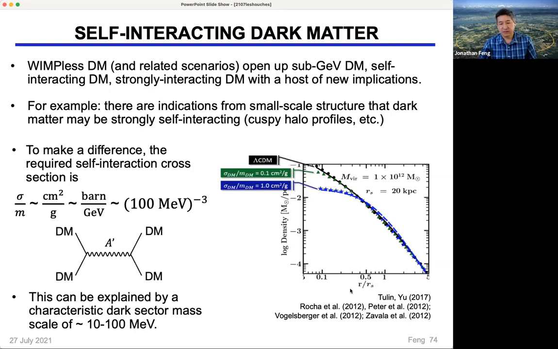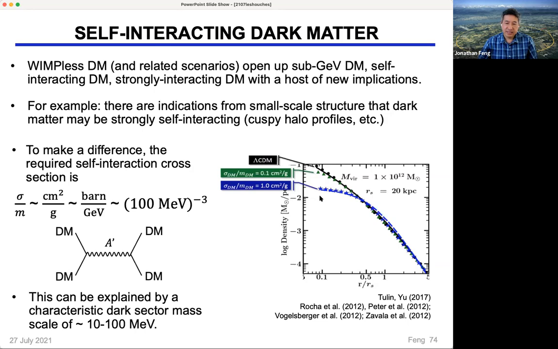And so there's a beautiful review by Tulin and Haibo Yu, where they talk about this sort of thing. And here's a typical kind of plot. Here's cold dark matter. What is this? This is the distance from the center of the galaxy. And this is cold dark matter, which is going to very high densities at the center. But if you have self-interacting dark matter, you can basically soften that so it's sort of more flat here instead of spiking up to very high densities.